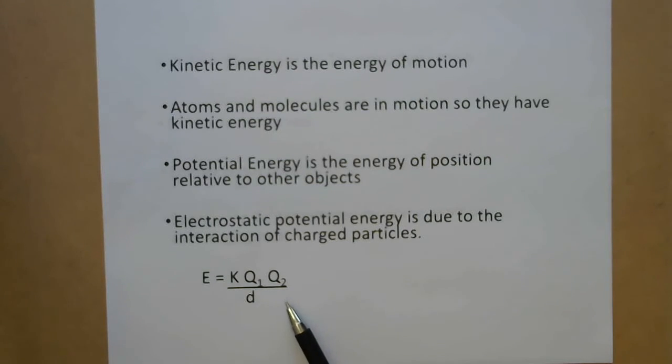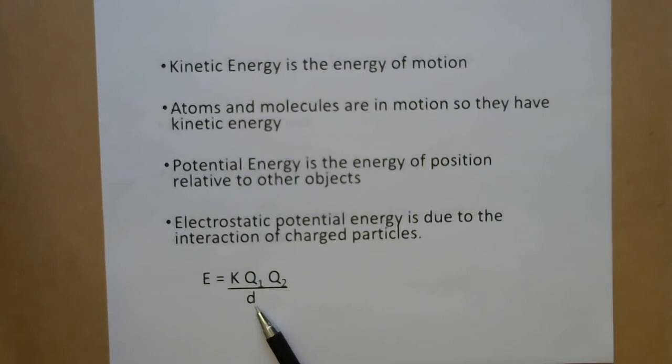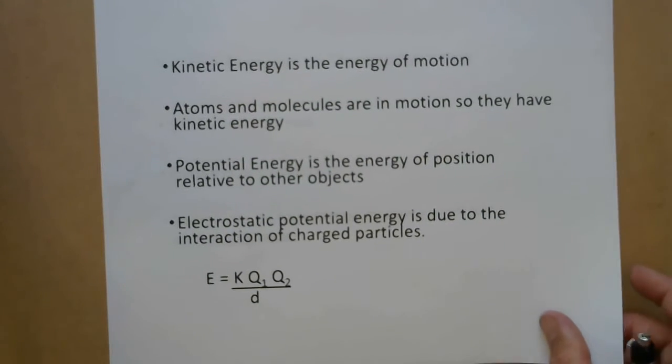We'll look at this equation a little more in later chapters. The amount of energy is equal to K, which is a constant, times Q1, the charge of one of the particles, times Q2, the charge of the other particle, divided by the distance, or how far apart they are. So it's dependent on the charge of the particles. The higher the charge, the more attracted they are, or the more energy they'll have. You have a really strong attraction when you have highly charged particles close together, so you'll have a lot of electrostatic potential energy.